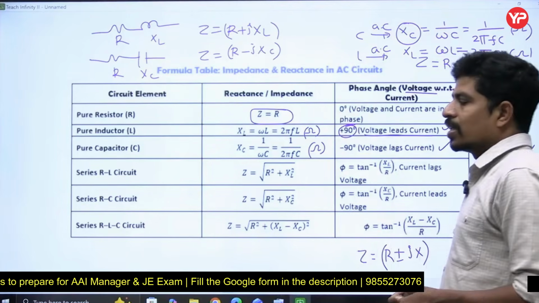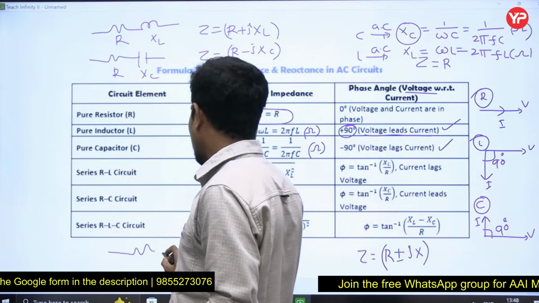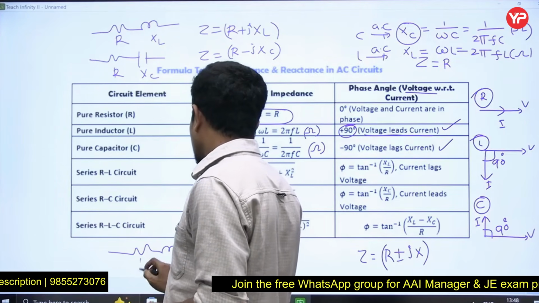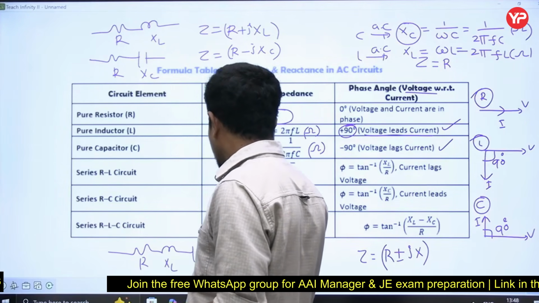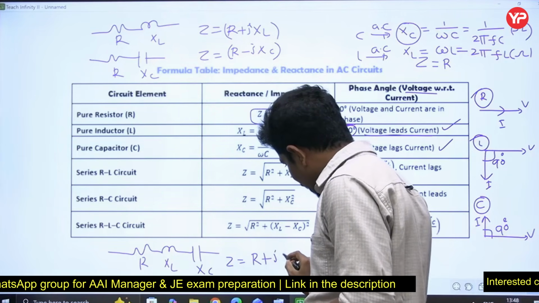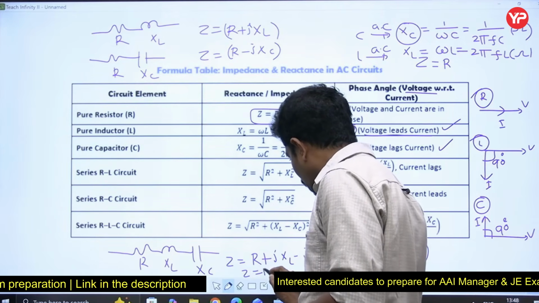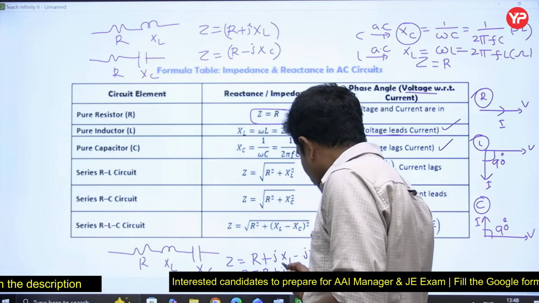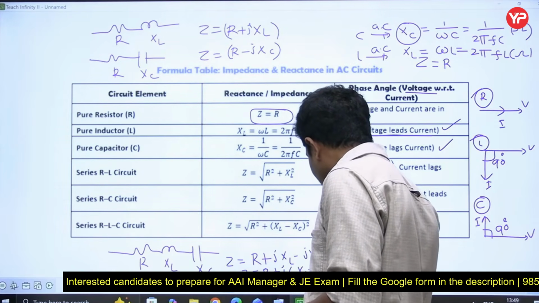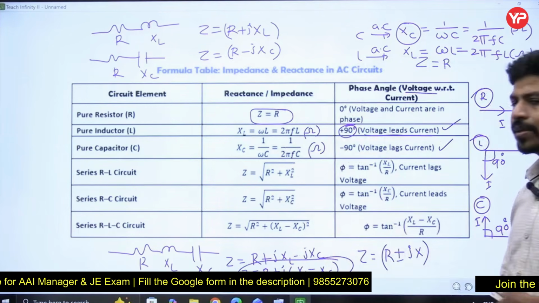What if I have R, L, C, all three? That also we'll see. R, L, and C. This is XL, this is XC. Then Z is equal to R plus jXL minus jXC. Now Z is equal to R plus, if I take j common, XL minus XC.